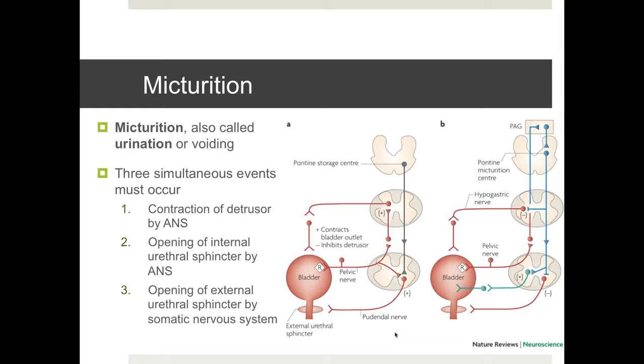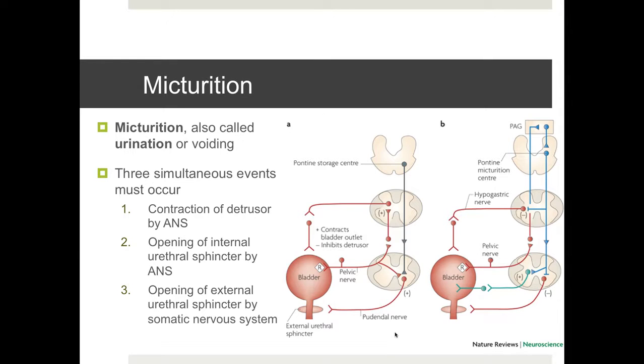Remember that our autonomic nervous system, this is really dealing with our motor neurons, and it's broken into our parasympathetic and sympathetic nervous systems. Our sympathetic nervous system is going to inhibit micturition, whereas parasympathetic will stimulate it. Next, we have opening of the internal urethral sphincter by our autonomic nervous system. And lastly, we have the opening of our external urethral sphincter by our somatic nervous system.